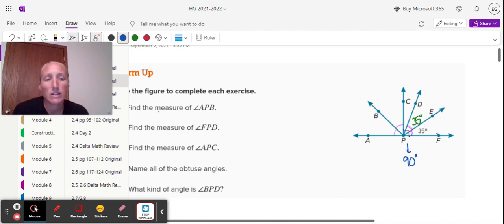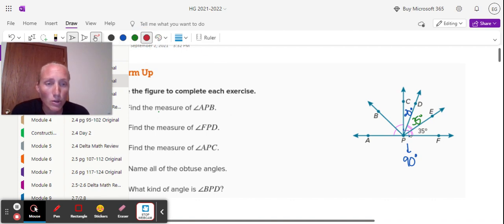At this point, I know 35, I'm missing a piece, and those three put together should be equal to 90. So this is a part plus part plus part equals the whole scenario. 35 and 35 makes 70. Take that away from 90 and you have 20 left. So I know that this angle right here is 20 degrees. I'm going to fill that one in as well.